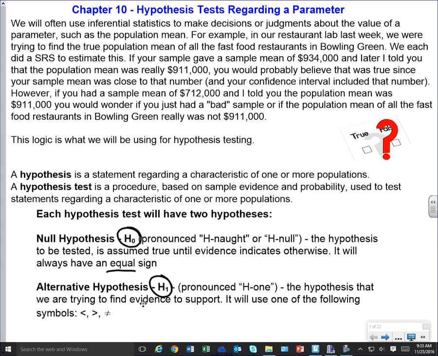The alternative hypothesis, which is H sub 1, and so we'll say H1 or H sub 1, is the hypothesis that we're trying to find evidence to support. So this is typically the one that we want to show is true. So, we've done some research and we're wanting to show that our product is better or whatever, so this is what we're trying to show is true. And when we create this hypothesis, it's going to have one of these inequalities, the less than, greater than, or not equal to.